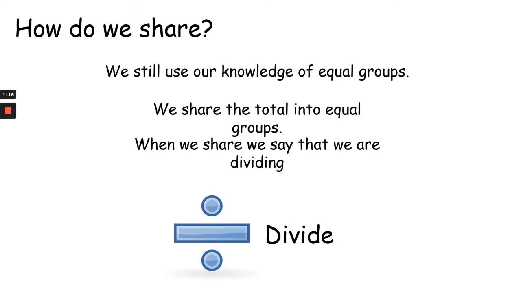So when we share something, we need to remember our knowledge of equal groups. We need to have an amount and we need to share that amount to make equal groups. And when we share the total into our equal groups, we can say that we have been dividing. We have divided the amount that we have into equal groups. So remember this symbol at the bottom. This is our division symbol. This is what we use when we say in our number sentences that we have divided.